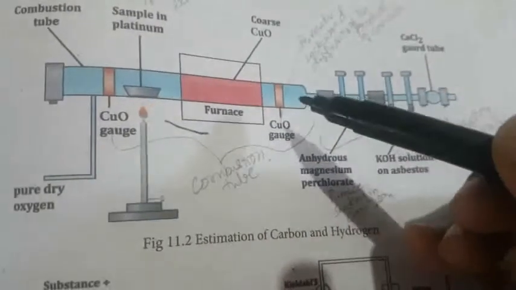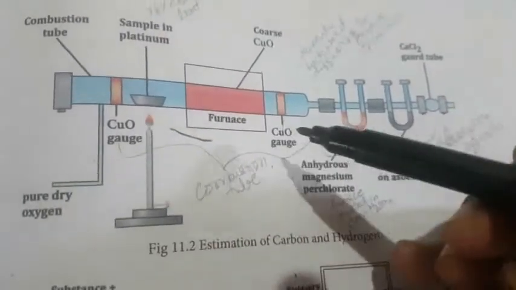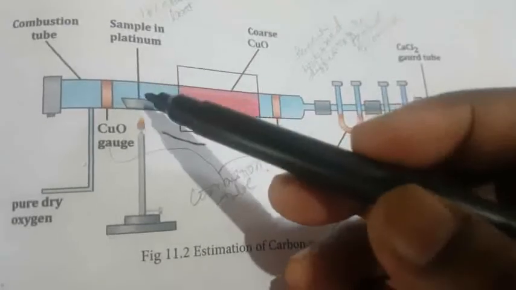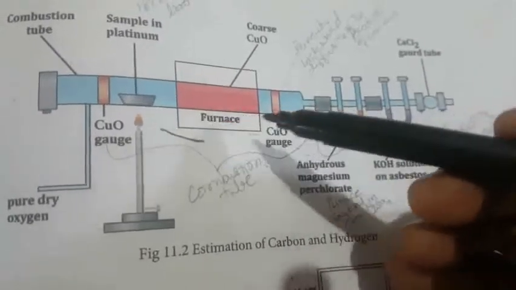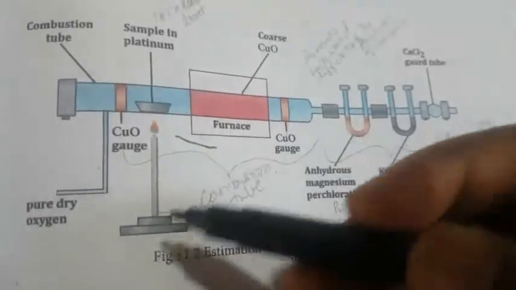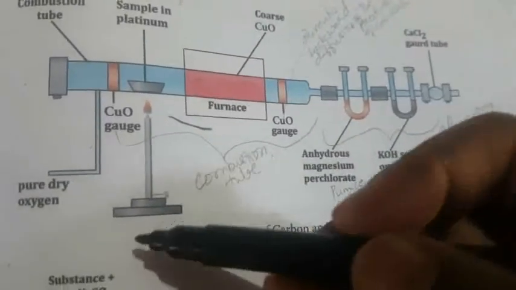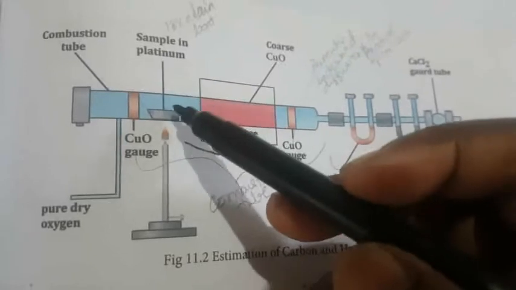The combustion tube has copper wire gauze on both sides. Then the sample is placed in the platinum wire gauze. After that, the copper oxide is also placed in this furnace. Now the heating will be started. So what will happen? They react with the organic compound.